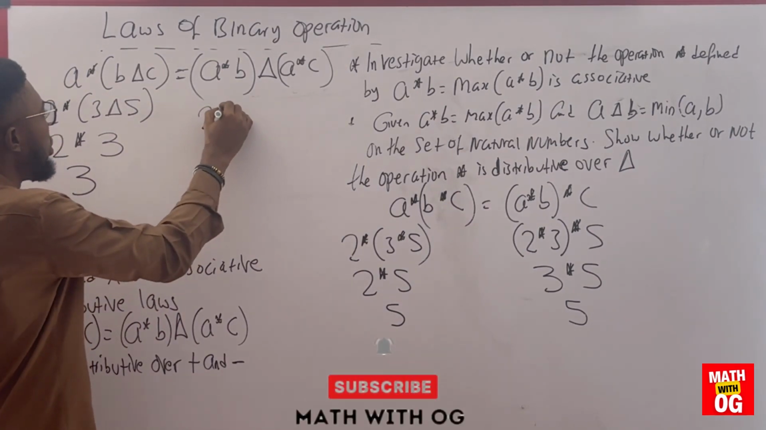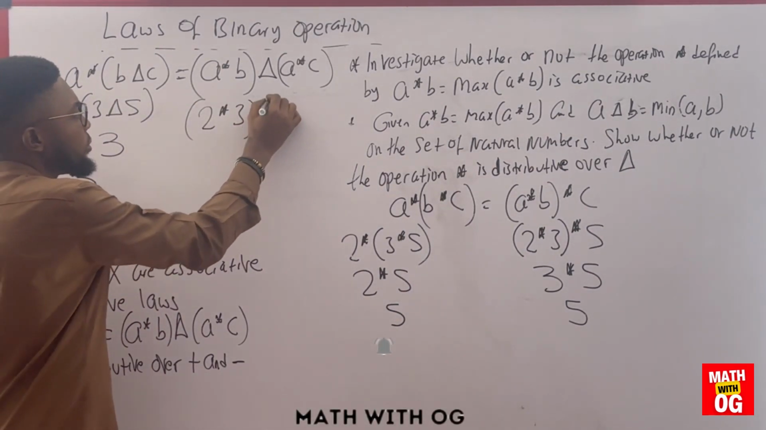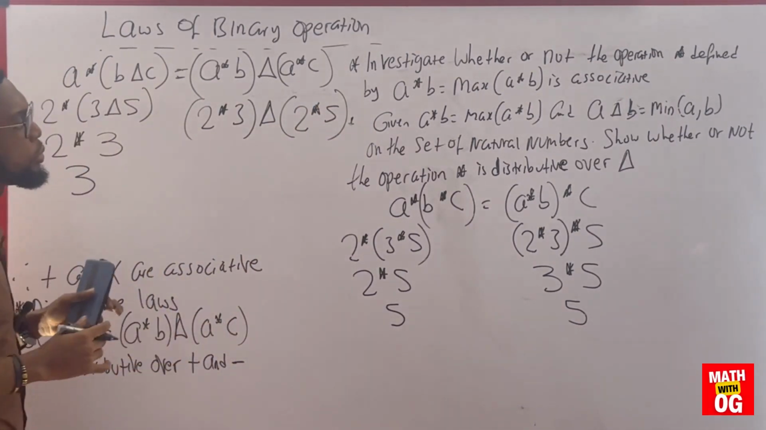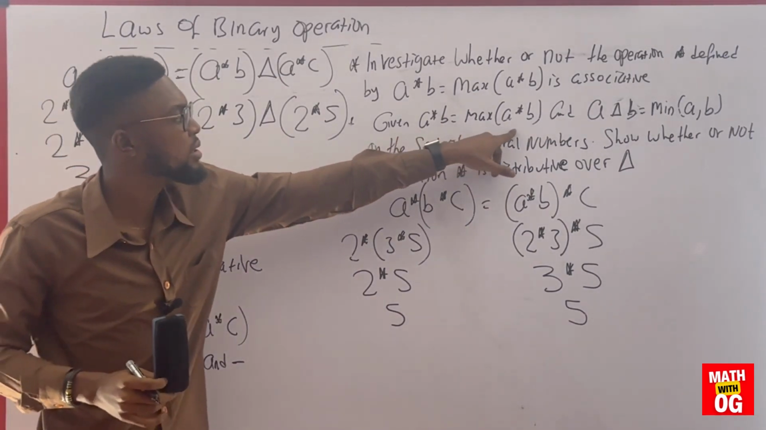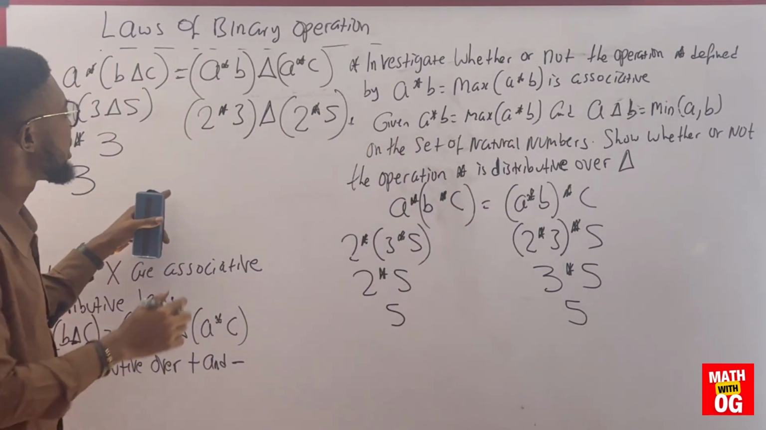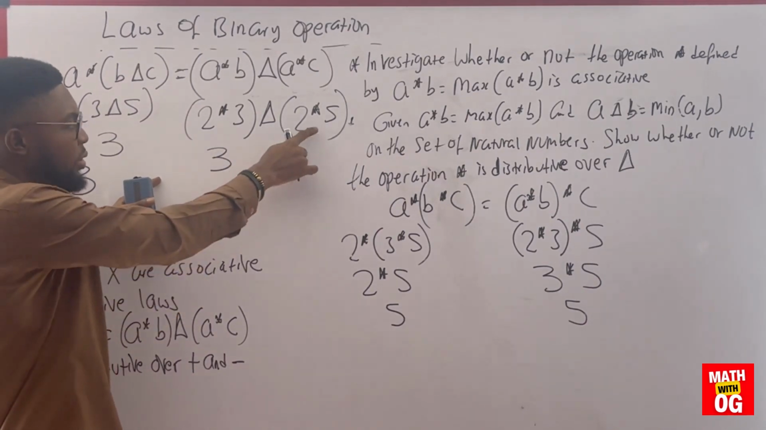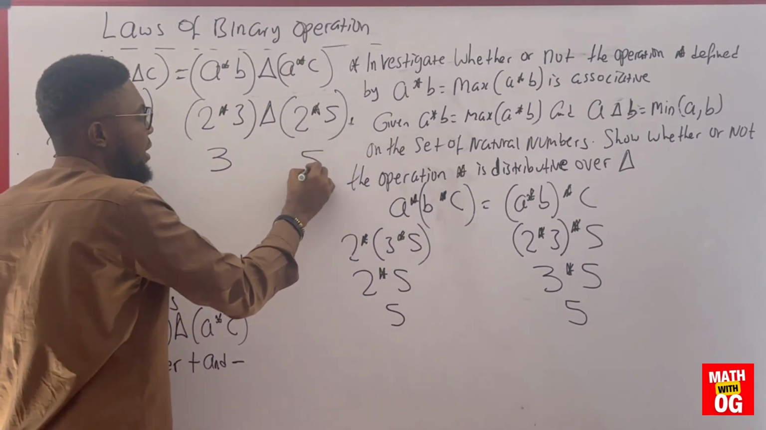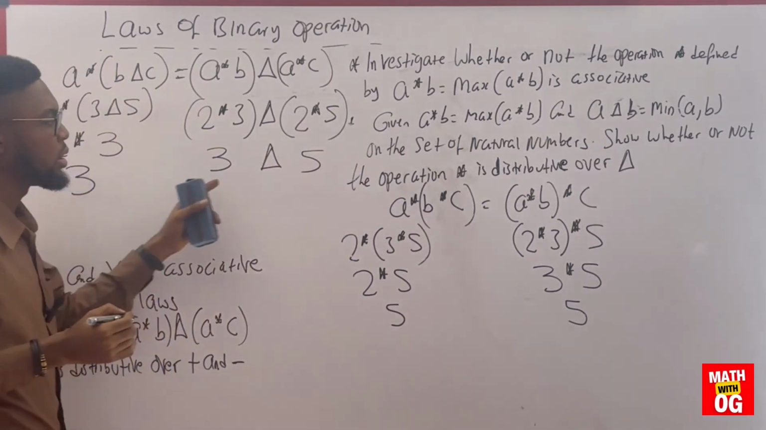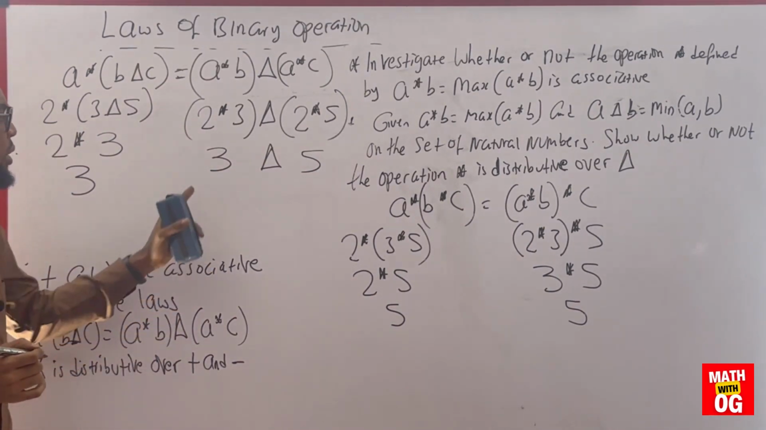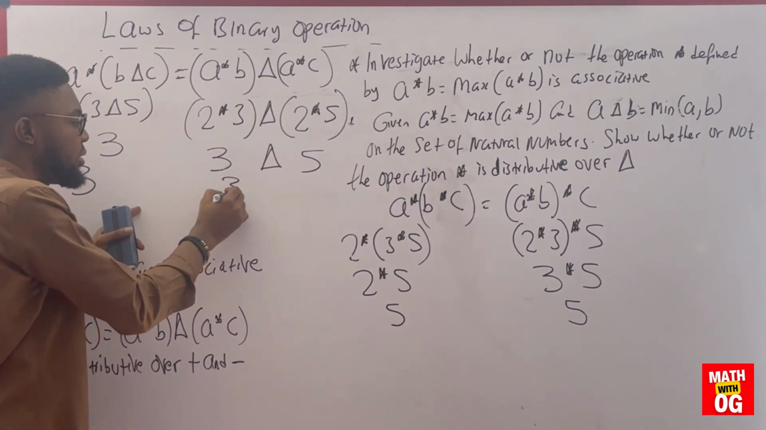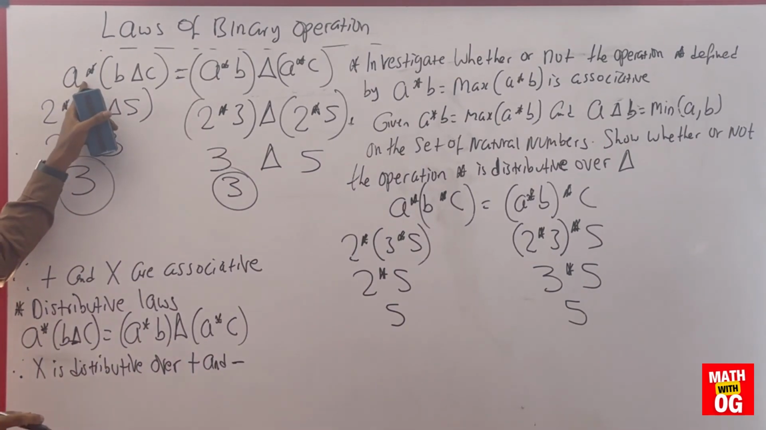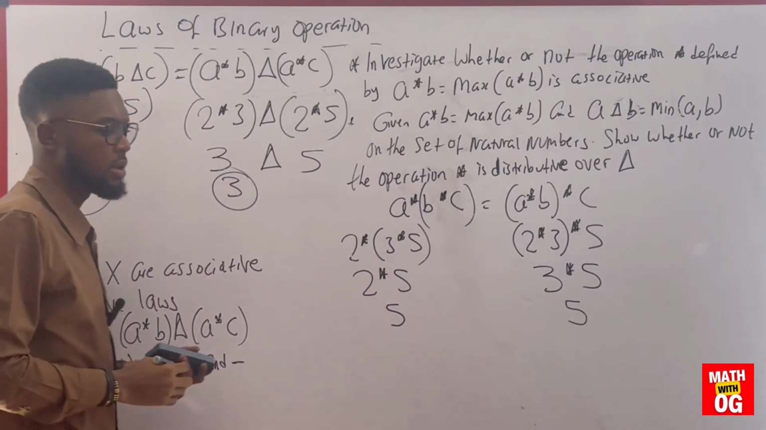So we have here (2 operation 3) operation (2 operation 5). Now what is 2 operation 3? This particular operation states that we should look for the maximum value. The maximum value of 2 and 3 is 3. This operation states that we should look for the maximum value. The maximum value of 2 and 5 is 5. Now we are left with this operation. This operation states that we should look for the minimum value. The minimum value of 3 and 5 is 3. So you can see that they are the same. So since they are the same, you can see that this operation is distributive over this operation.